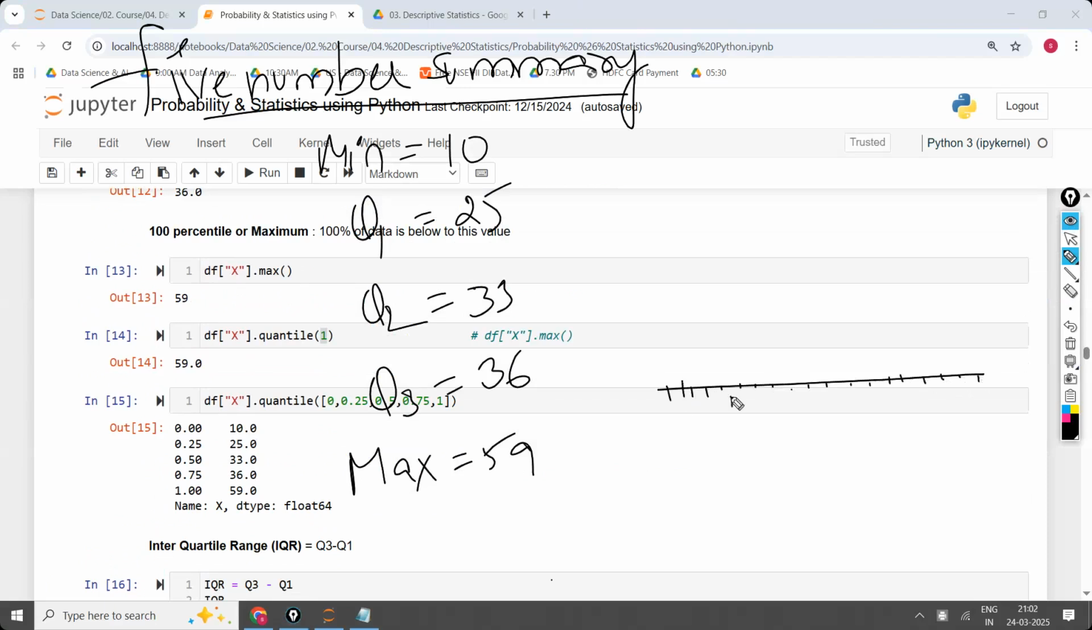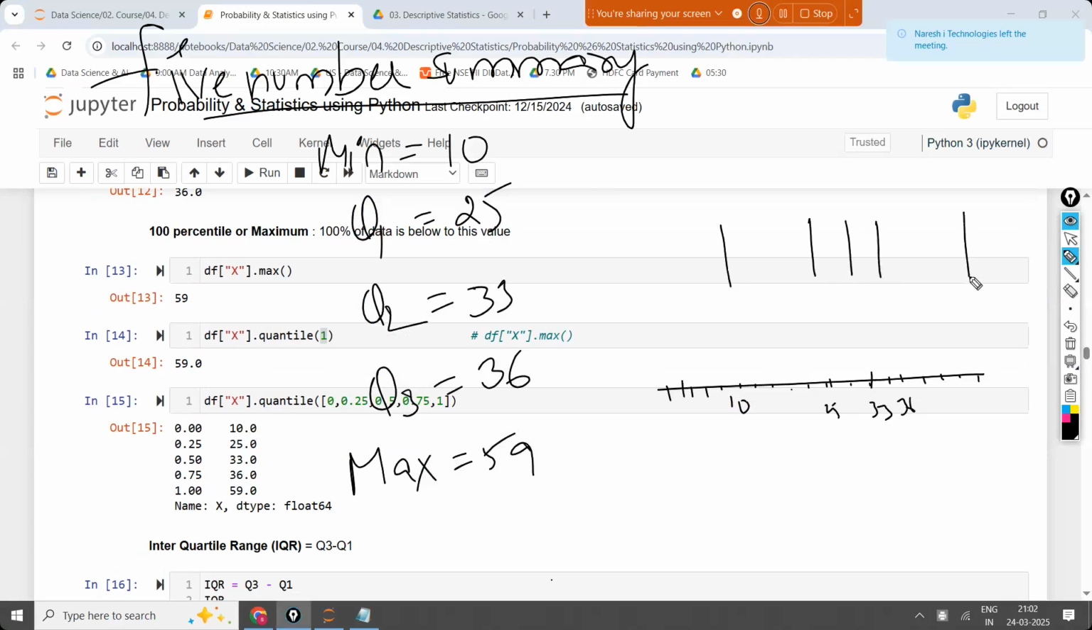Wherever the number 10 is, you draw one line. Wherever Q1, 25, is, draw one line. Next, wherever the 33 value is, draw one line. Wherever the 36 value is, draw one line. Wherever the 59 value is, draw one line. Total how many lines? 5 lines. Now, this is the minimum value, Q1, Q2, Q3, and this is the maximum.